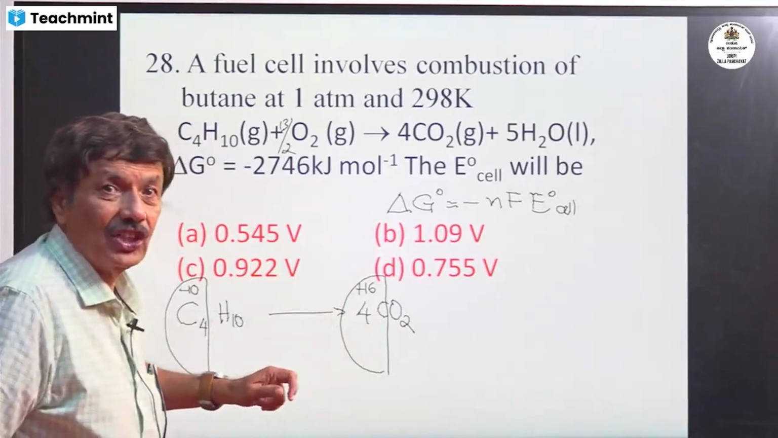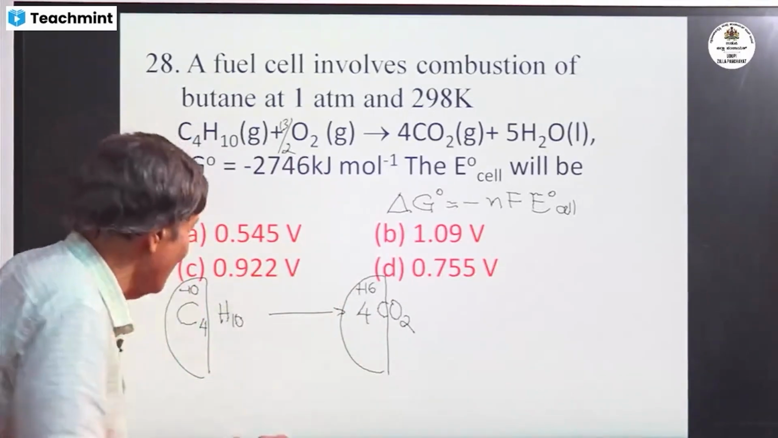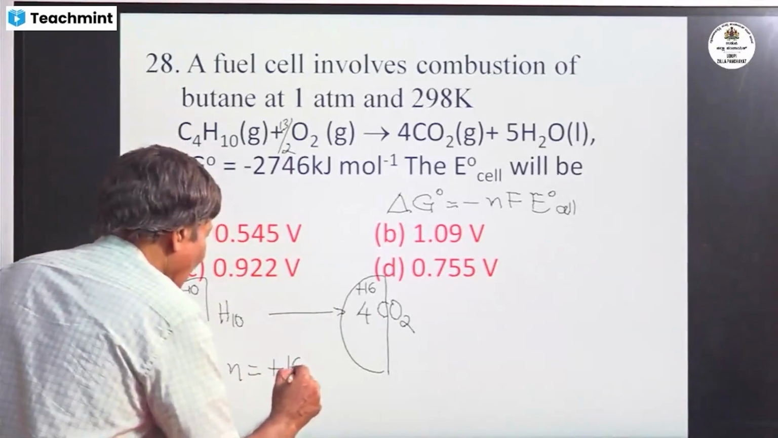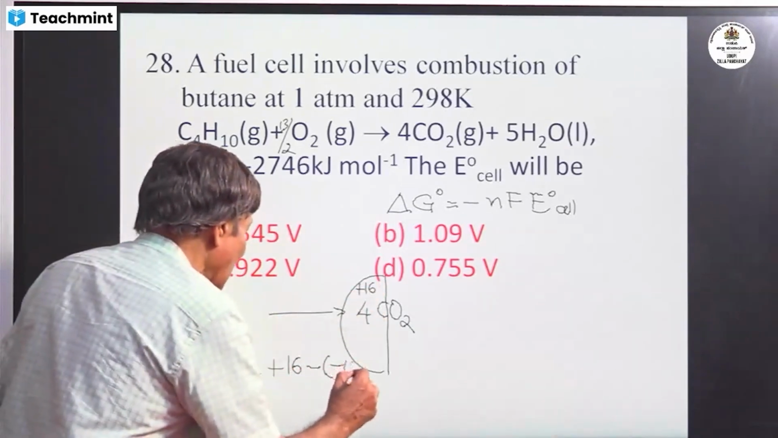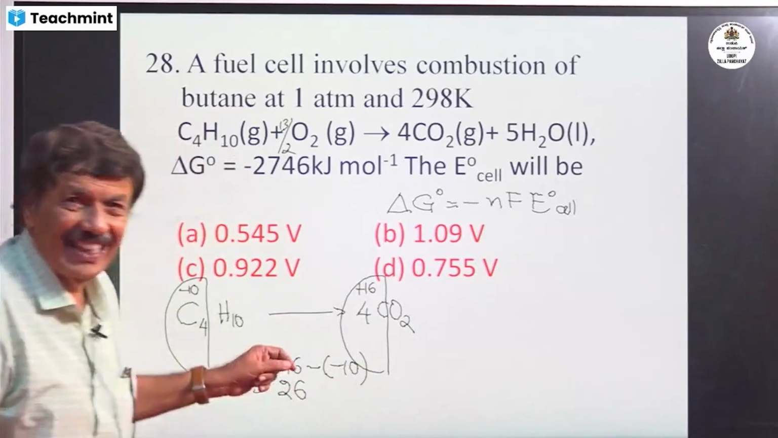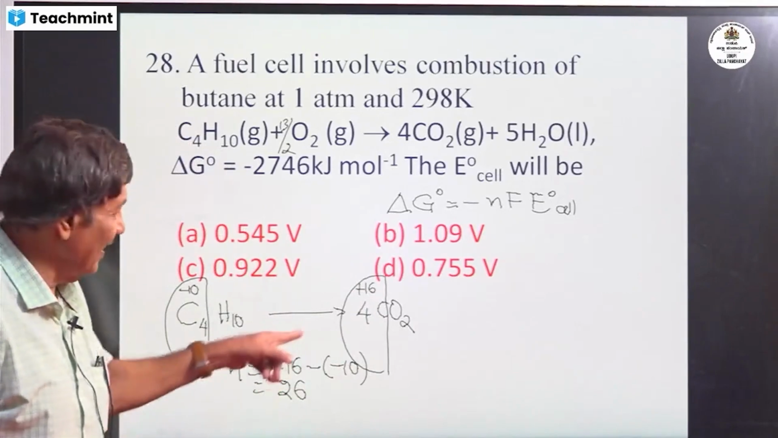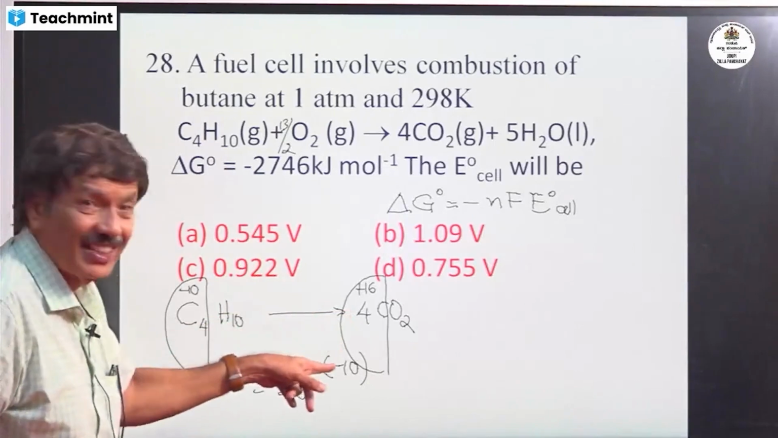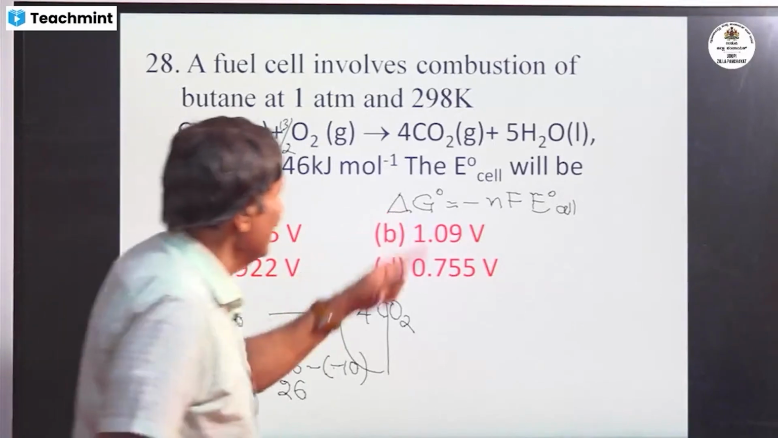Right? So n is the change in oxidation state, final minus initial. Final is plus 16, minus initial, which is minus 10. Yeah. How much did you get? 26. Only the problem is this. Final is plus 16, minus initial is minus 10, so it is 26.